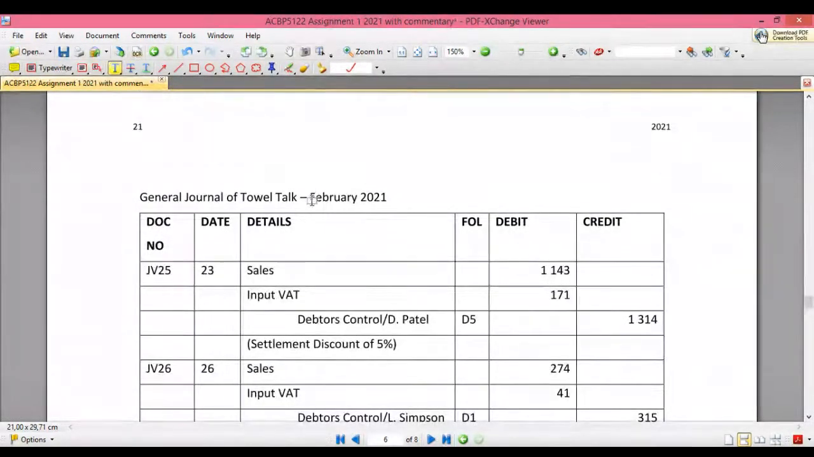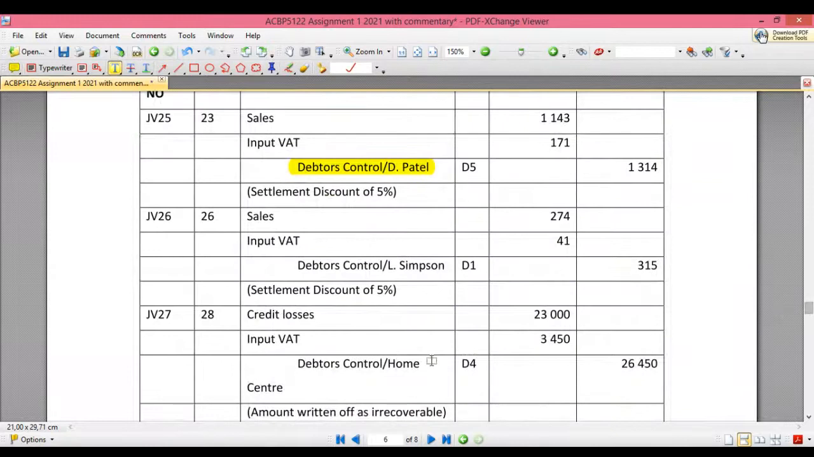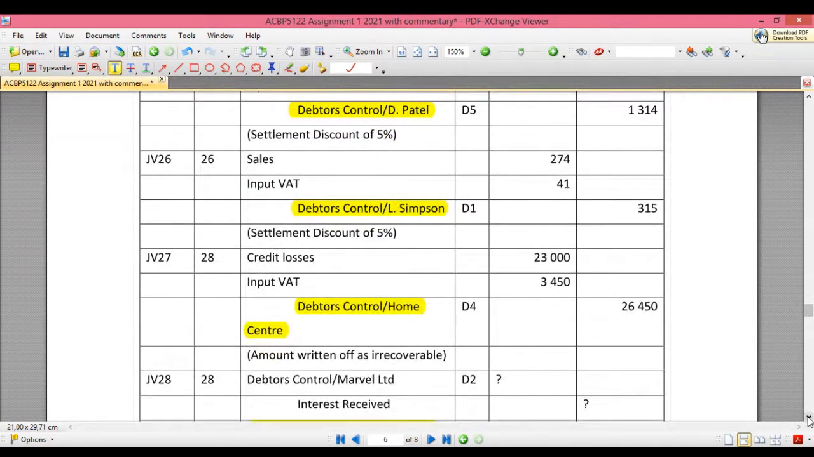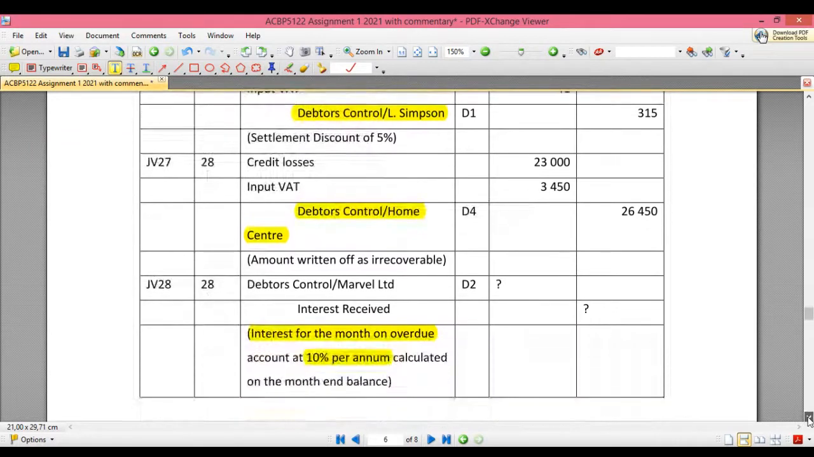And then for February, we've got our general journal. So here we generally look for anything that is debtors control and we record it. Now in the general journal, they already tell you whether it's a debit or credit. So these are credit accounts. So we would then account for those as well. You can account for them either in your debtors control account or we're going to account for them when we do the individual transactions.